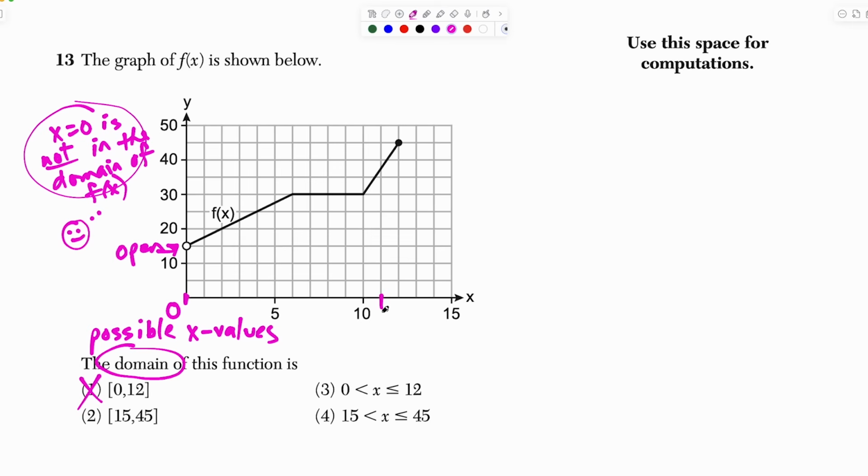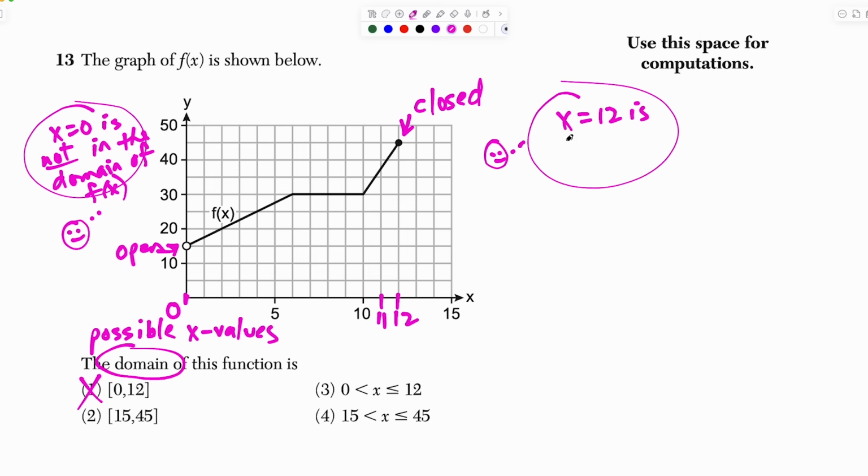But if we count out here, notice we go out to 11, 12, the graph ends here, but this one is closed. And this means that x equals 12 is in the domain of f of x. But the x values that work are all of the x values going from 0 to 12, but not including 0, but 12 is included.